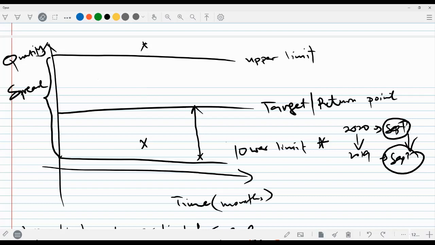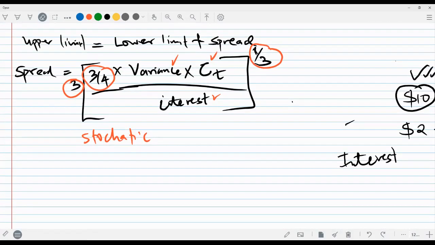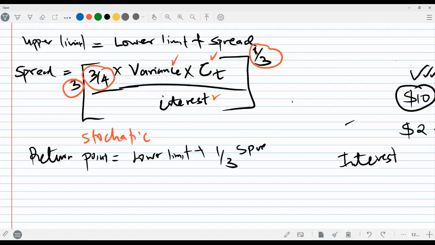The question therefore is, how do we determine the return point? The return point is given by the lower limit plus a third of the spread. Okay, the lower limit plus 1/3 of spread, that's together for the return point.